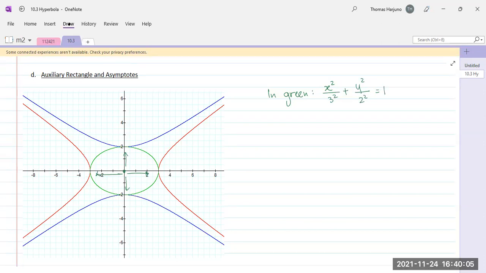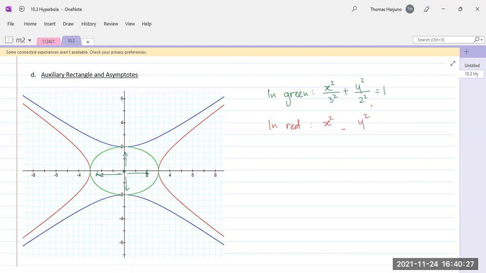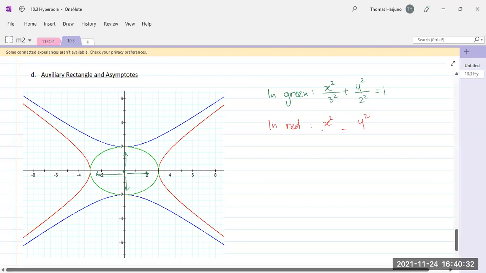Now, the one in red, it's 3 units to the left and right from the origin. So it must be x squared minus y squared because it opens left and right. The transverse axis is the x-axis, so we start with x squared. Now the vertices are (3, 0) and (-3, 0), 3 units from the center.